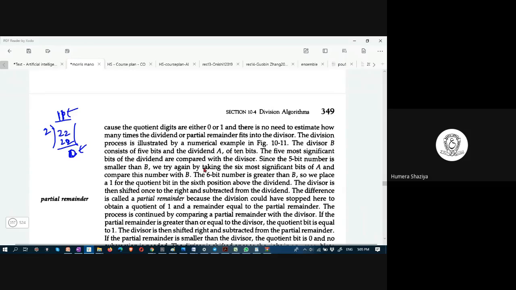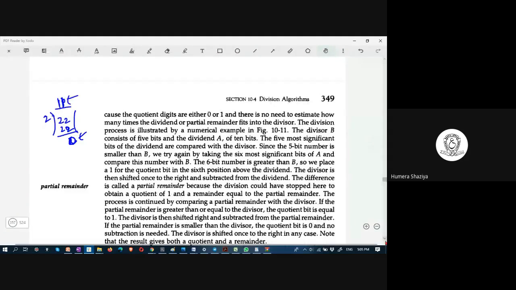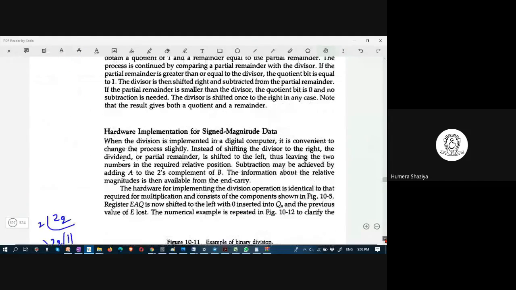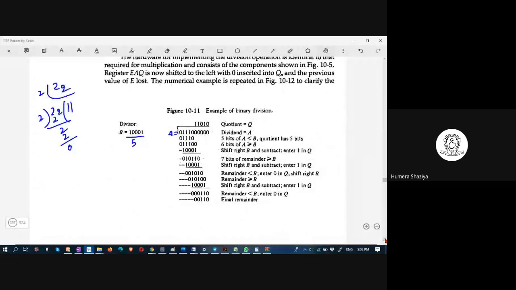Let us study this example. Every result that you get after an individual division is known as partial remainder, and also you get partial quotient. Not the result we obtained at the end. Before that, let us do it.